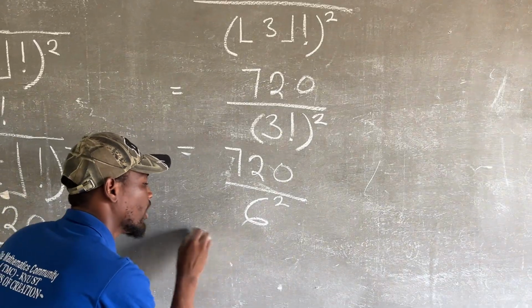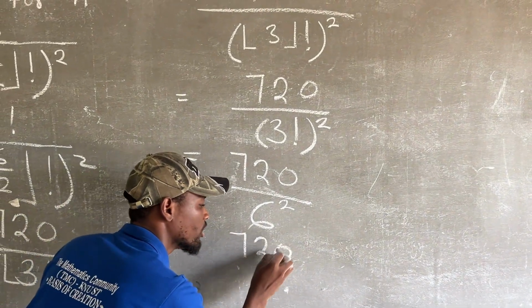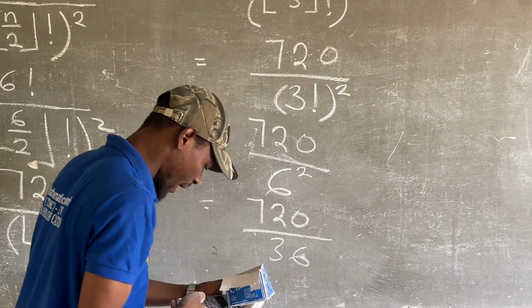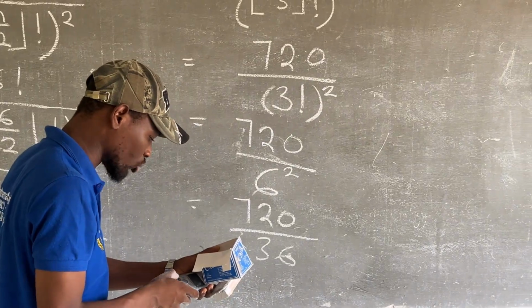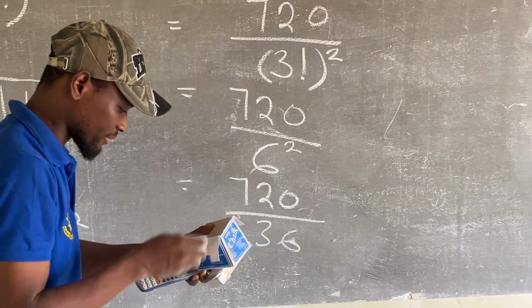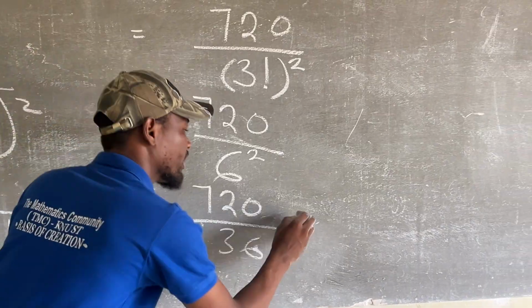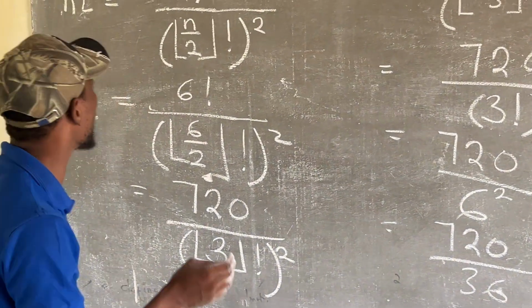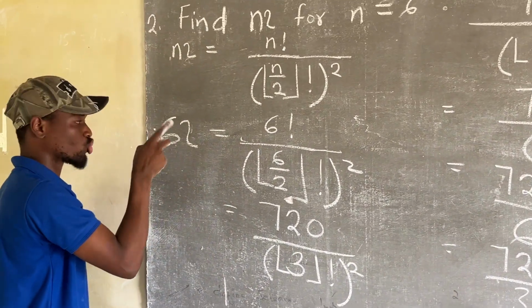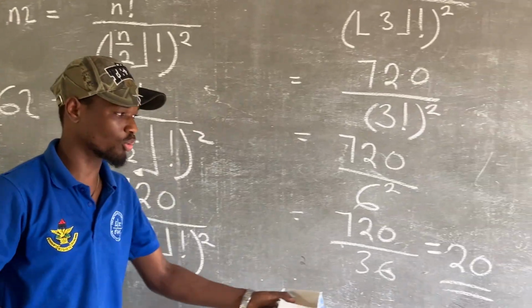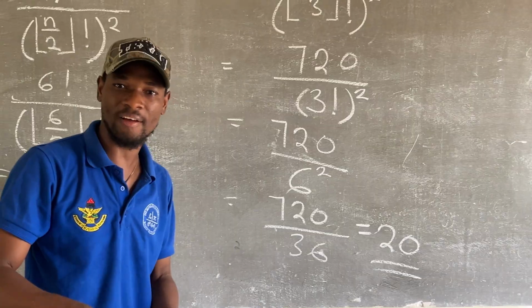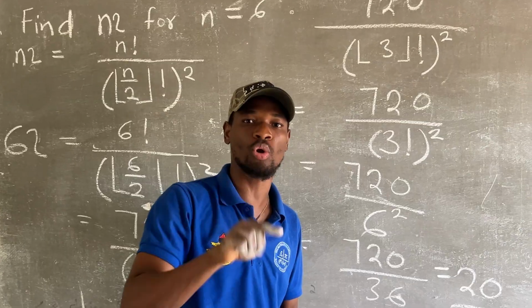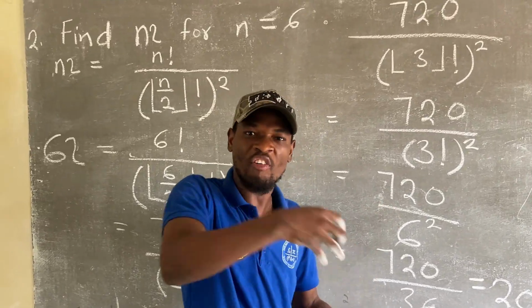So I will be having 720 over 6 squared, which gives 36. And with the help of the calculator, 720 over 36 is equal to 20. As simple as that. So therefore, the swinging factorial of 6 is equal to 20. Let us consider more questions. That is the purpose of Tindanious math tutorial, for you to understand math and solve problems.